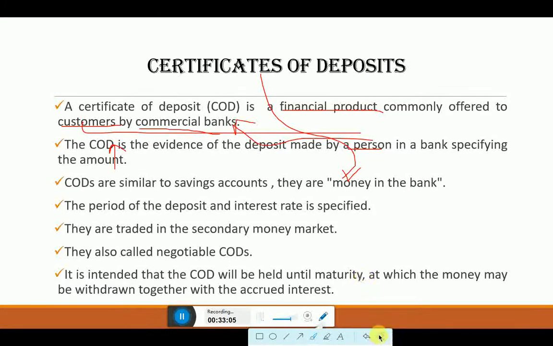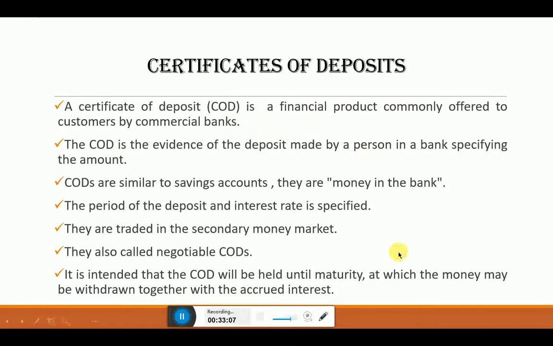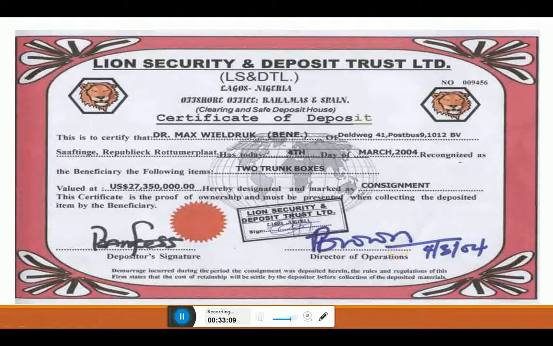Next we have this specimen of a certificate of deposit. Everything is mentioned here. You can see 27 million USD. The interest rate is specified as well. The time is specified as well, and the issuer and the depositor signatures, everything is mentioned on that. Okay. All right.